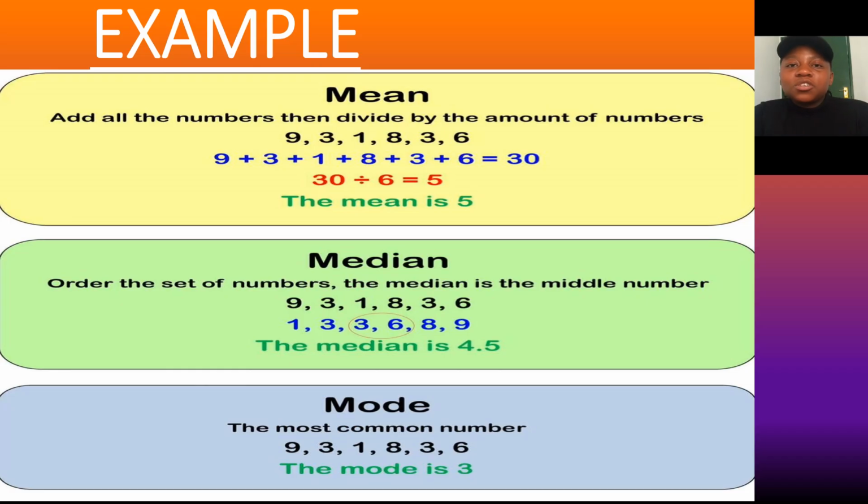Then for the mode, we're just going to look out for the number that appears the most, and in this case the number that appears the most is 3, so our mode is 3.